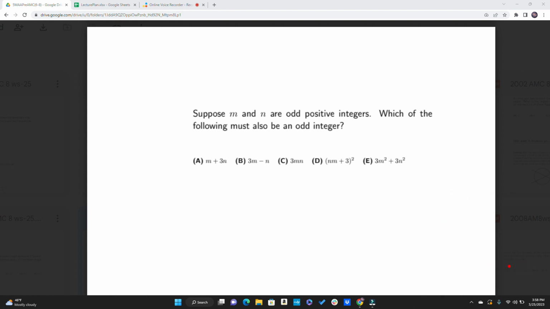Suppose m and n are odd positive integers. Which of the following must also be an odd integer? Okay, let's remember some facts. I'm going to draw out two diagrams.